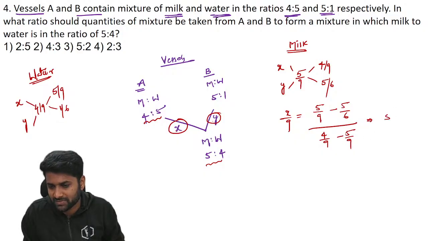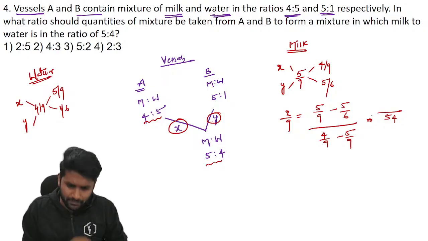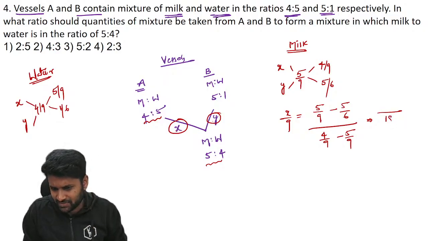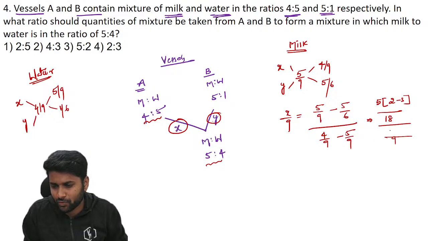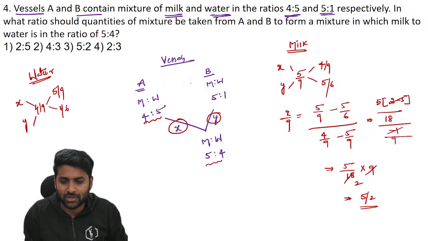Further simplification: 9 into 6 is 54, which is the LCM, or you can take 18. 18 is fine, right? 5 is common, you can take it out in the calculation part. So 3 times and 2 times. So this is all about 3 minus 2, sorry, 2 minus 3. Same way, here the denominator is 9, so you will get 4 minus 5, which is minus 1. So the negative and negative cancel. Finally, the resultant is 5 by 18 multiplied with 9, exactly 5 divided by 2. So the milk to water ratio is 5:2.